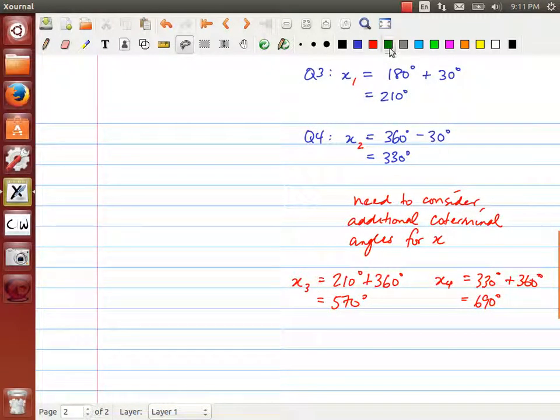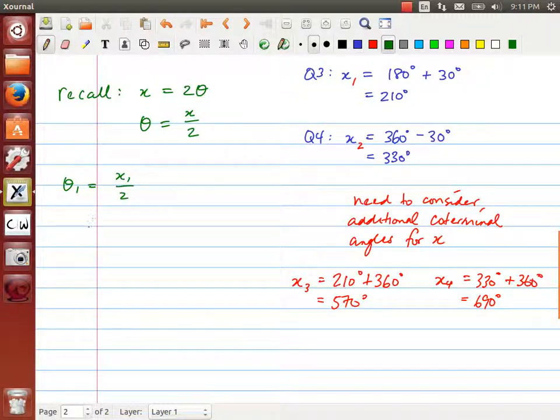So now I use the fact that, so recall, that x is equal to 2 theta. So what does that mean for theta? Because we're solving for theta, that means that theta is the x value divided by 2. So if x1 is 210 degrees, then theta 1 is equal to x1 over 2, which is equal to 210 degrees divided by 2, which in this case is 105 degrees.